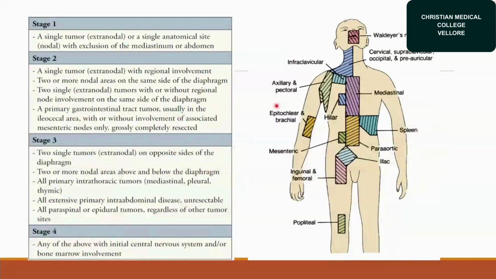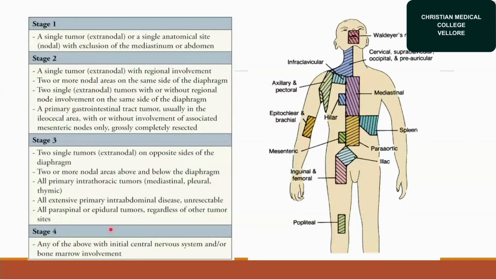So the staging here is a little different from our Hodgkin. Stage 1 is essentially a single tumor, with the exclusion of a mediastinal tumor or an abdominal tumor. You have a single cervical lymph node that comes here. If you have an abdominal tumor, however, it falls in the stage 2 group. Stage 2 is a single tumor with regional involvement or 2 or more nodal involvement on the same side of the diaphragm, and a primary GI tract tumor without any involvement of associated intra-abdominal lymphadenopathy, which has been completely resected, will come here. If it has not been completely resected, it goes to stage 3.